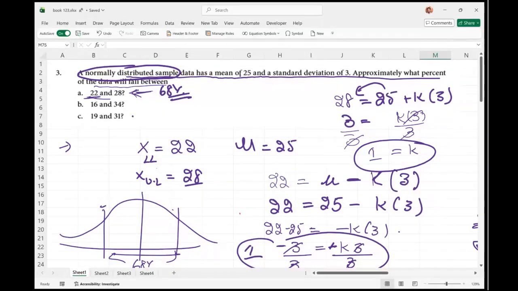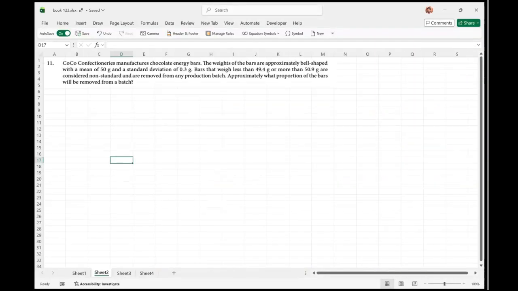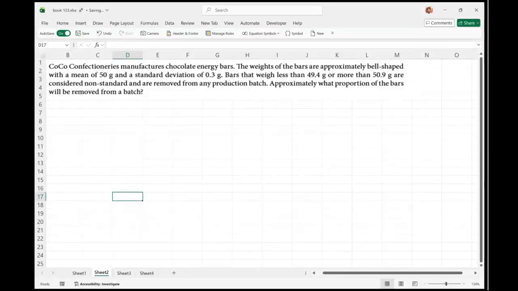In the same way, I will encourage you to do these ones also. Exactly the same way, this one will come out to be 95% of the data, and this will come out to be 99.7% of the data. So hopefully you were able to understand that question. Now let's look into another question on this topic.